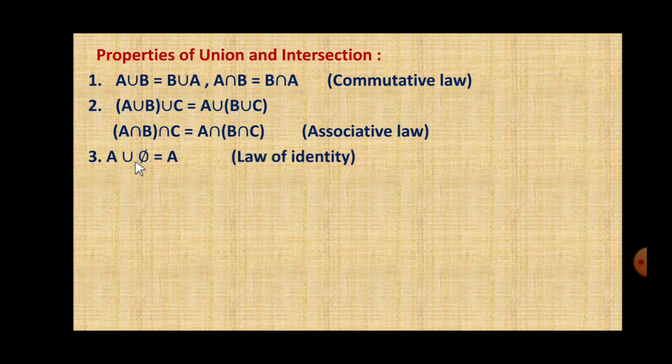Number 3, A union phi equal to A. Here phi is the empty set. So A union the empty set, we get A. So this one we call the law of identity.